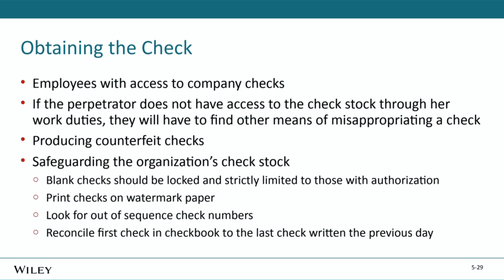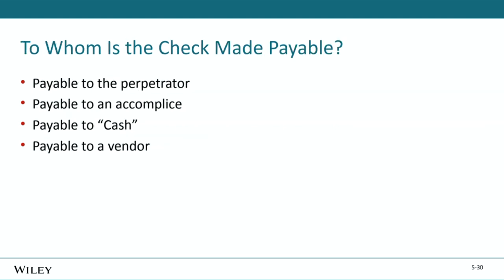And at the end of the day, have your employees write down what the last check was that they used. Then at the beginning of the next day, make sure that the first check they issue is the next number. If there are any checks missing, suspect something happened during the night. Okay, so that's number one. You've got to get that check.